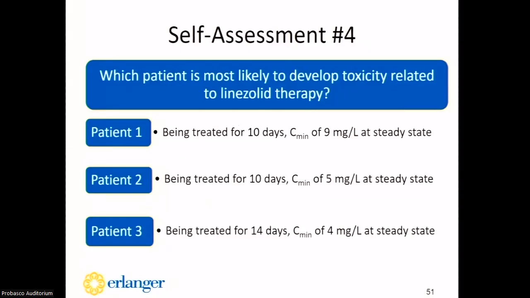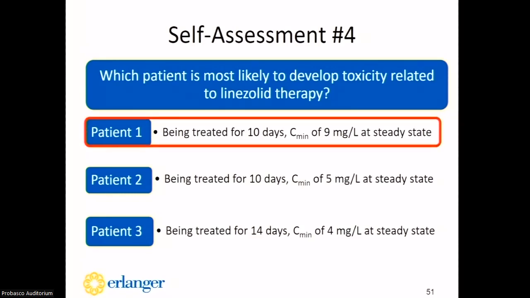So for our last self-assessment, which patient is most likely to develop toxicity related to linezolid therapy? Would it be patient 1 being treated for 10 days and a trough value of 9 at steady state, patient 2 being treated for 10 days and a trough value of 5 at steady state, or patient 3 being treated for 14 with a trough value of 4 at steady state? If you said patient 1, you're absolutely correct.